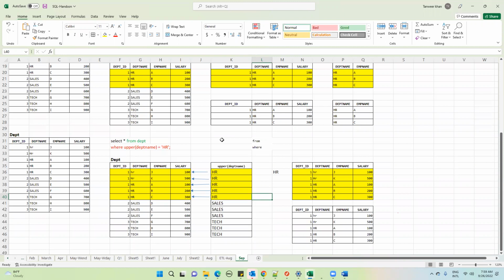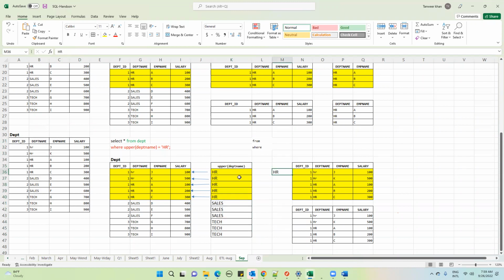Tanvir, one small question. You said that I'm referring to the column that's in between, which is upper of department name. Since these two are temporary tables that are created, will this upper be added as a new column to it, or will the entire column be created afresh? This will be a new column, but in the temporary memory. You see, I'm not doing anything in the original table. It is as it is. That is why we take a copy of it, right? So it will create a new column, upper department name. And then it will match with this.